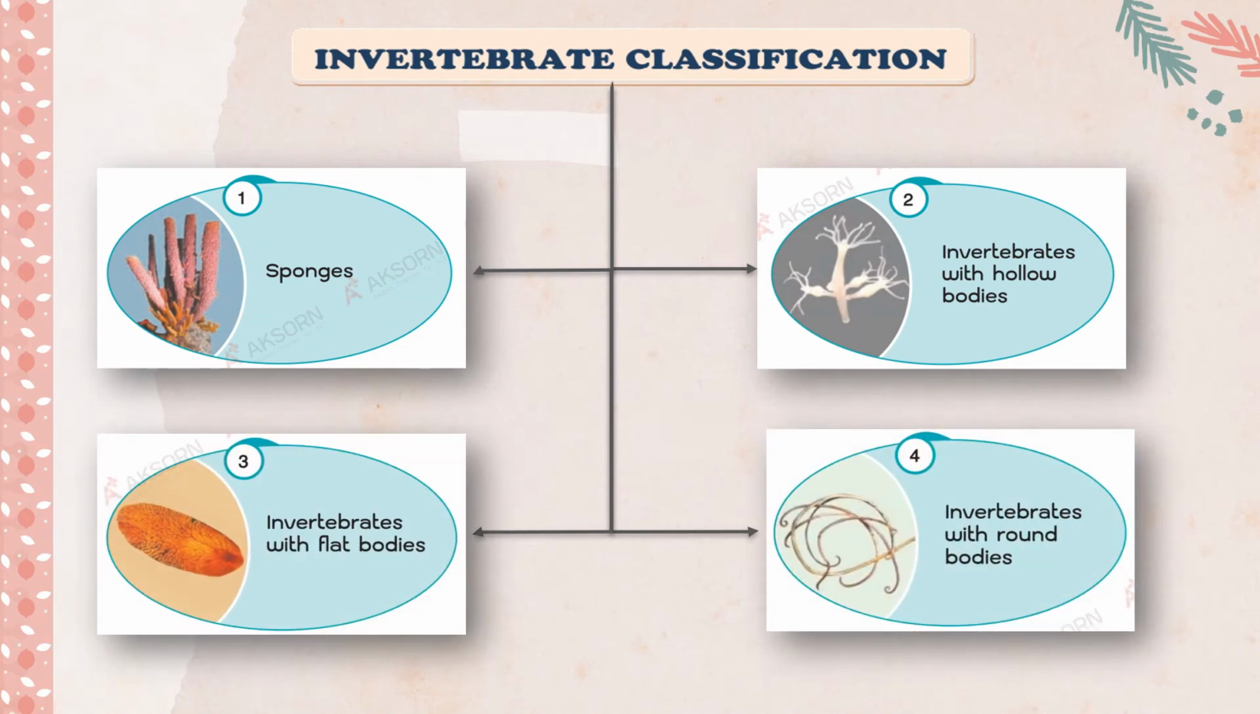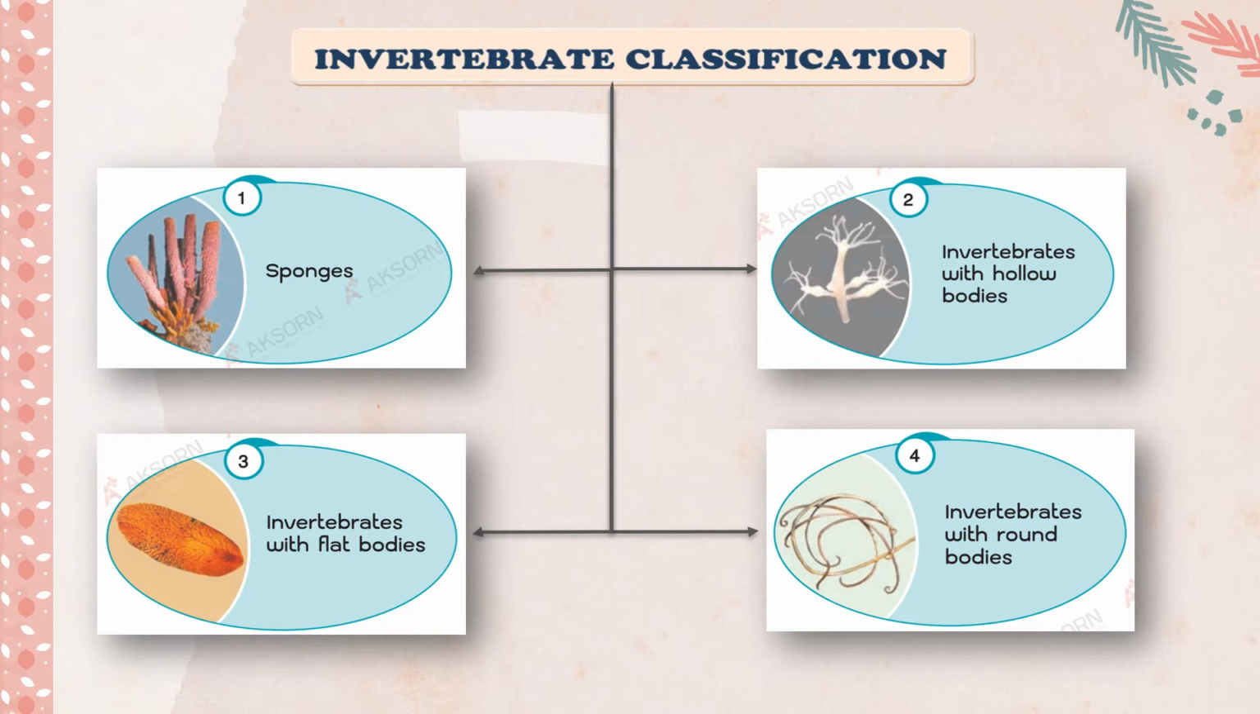Okay, now everyone, let's discuss the invertebrate classification. What animals are included in the invertebrate classification? In invertebrates, we have 8 groups. Okay, we have 8 groups. What are the 8 groups? Let's start. Number 1, sponge.